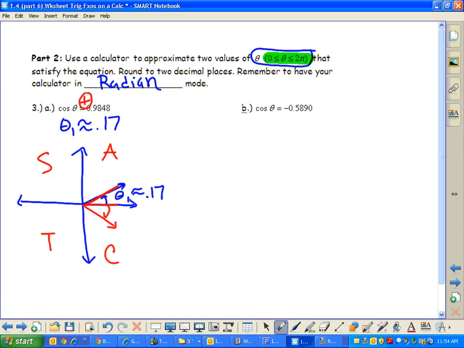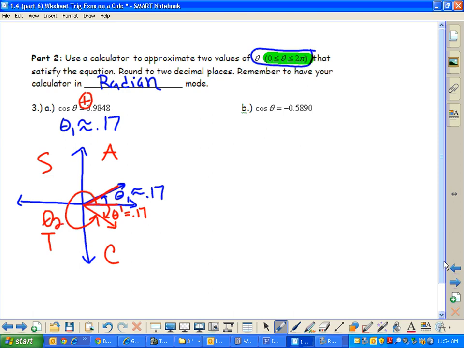So again, I just drew that theta prime, my reference angle, to be 0.17 below your positive x-axis there. Remember that the second value of theta that you're looking for, however, has to be between 0 and 2 pi. So I need to find the measure of that big angle right there.